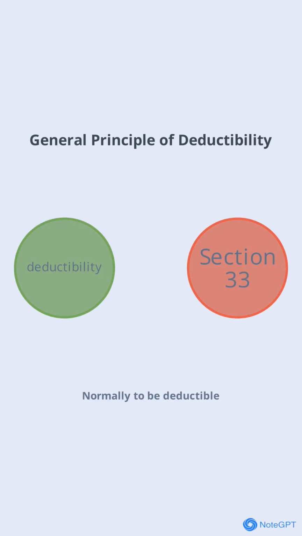Normally, to be deductible, an expense must be revenue in nature and incurred wholly and exclusively in producing income. This is the general rule under Section 33. However, Section 39 overrides this by specifying certain expenses that are never allowable, even if they seem to relate to business operations. This means that just because an expense is connected to your business, it doesn't automatically qualify for deduction.